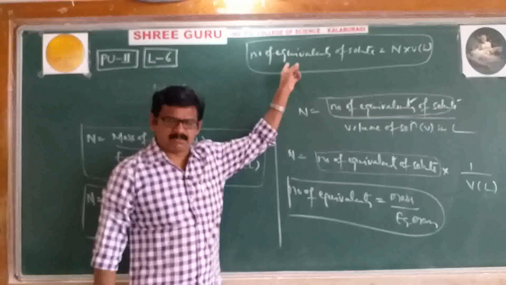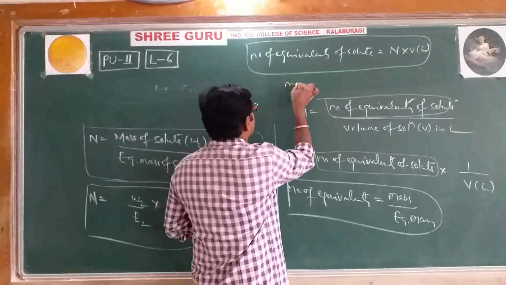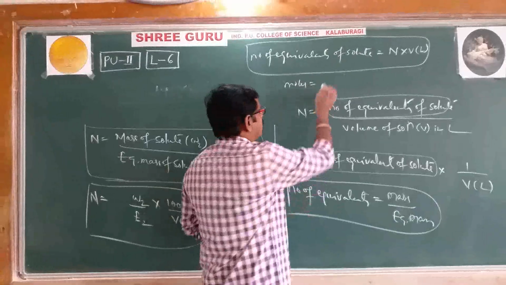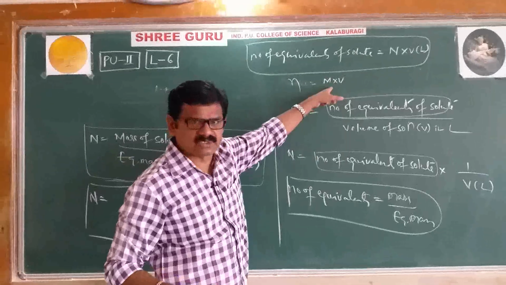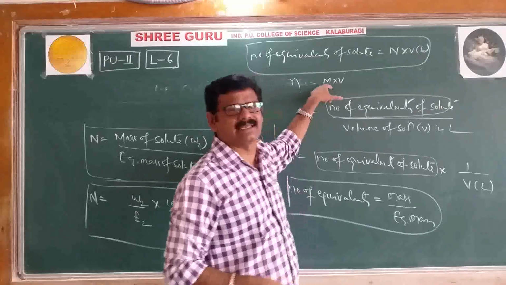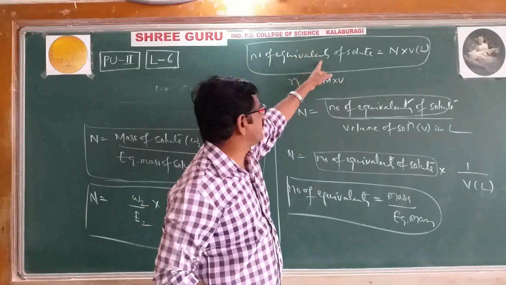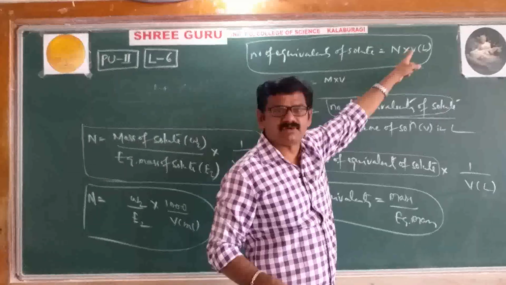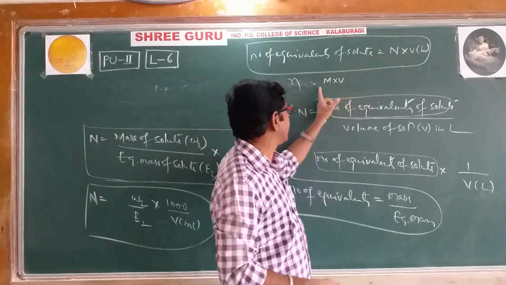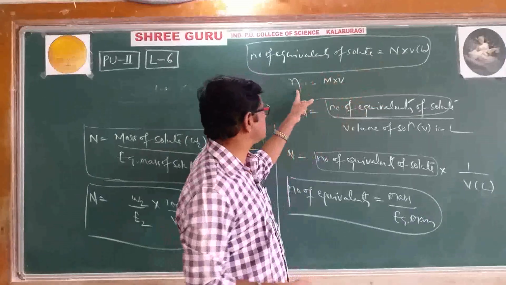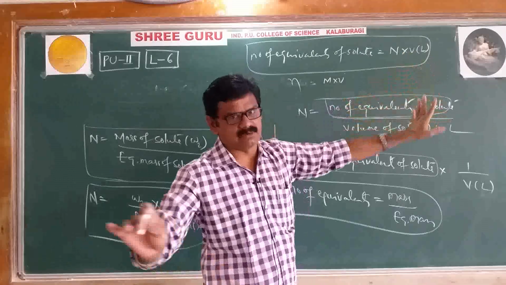Just like this type of formula we have discussed in case of molarity also. In case of molarity, number of moles, we have taken molarity into volume, moles is nothing but n. This formula we have used there. Exactly, instead of moles, we have written equivalents. Number of equivalents of solute equals normality into volume, here M into V, N into V. Moles equal to molarity into volume, equivalents equal to normality into volume. That's it. Okay.